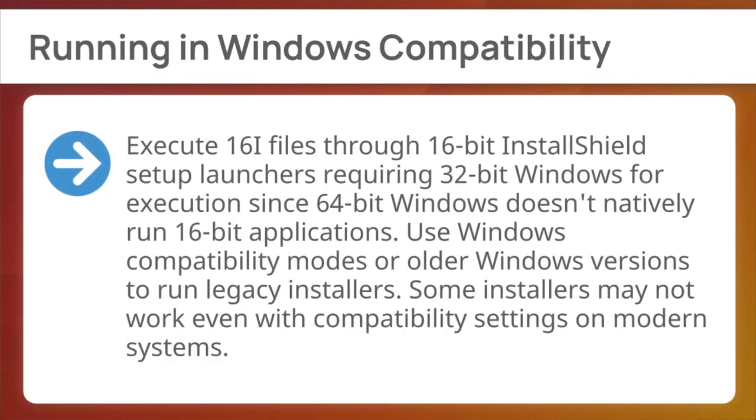Execute 16i files through 16-bit InstallShield setup launchers requiring 32-bit Windows for execution, since 64-bit Windows doesn't natively run 16-bit applications. Use Windows compatibility modes or older Windows versions to run legacy installers. Some installers may not work even with compatibility settings on modern systems.